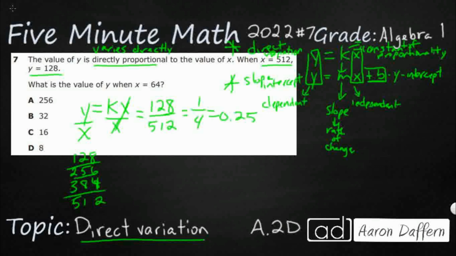So what is the value of y when x is 64? Okay, so y equals kx. We're still looking for a y, but I know my k, I'm going to keep it as a fraction. And when my x is 64. So all of this is just 64 divided by 4, which, yeah, a lot of work. But 64 is divided by 4 16 times. So my answer here is going to be C, 16.